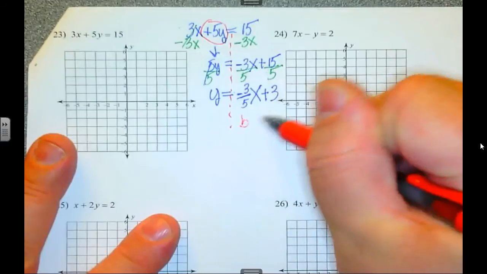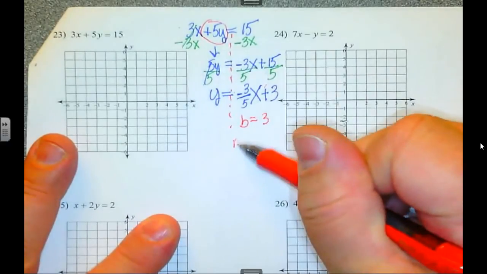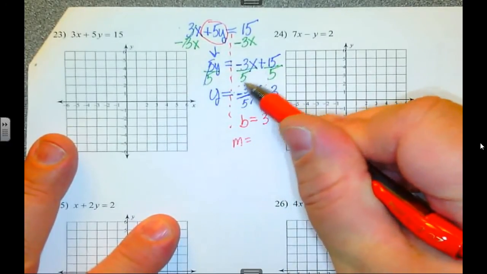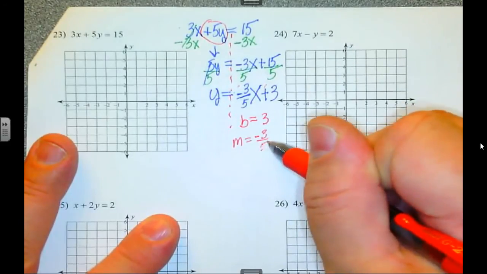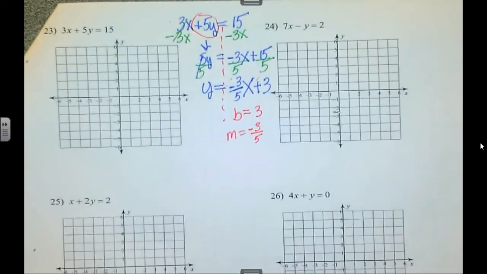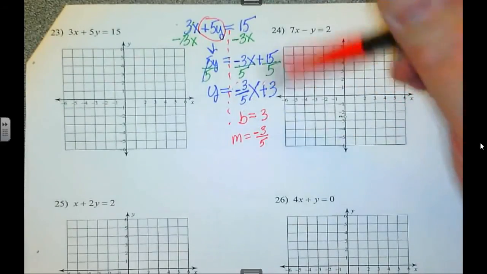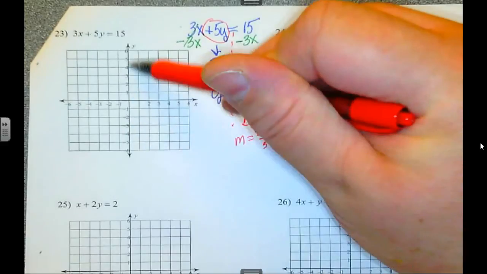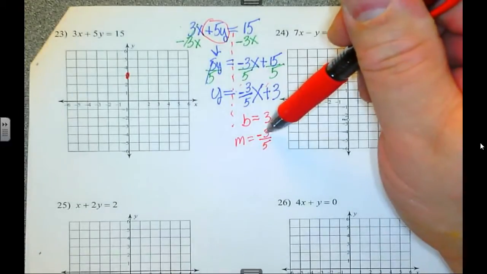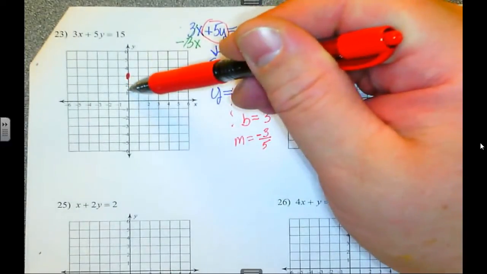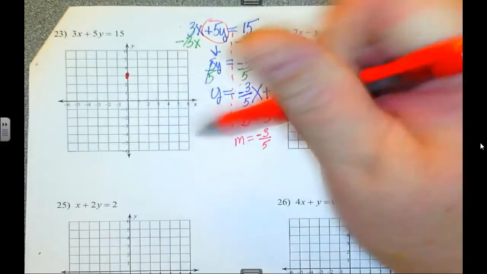Let's start with the y-intercept. My b is at positive 3. My slope is the coefficient of x, -3/5. I could put that negative sign with the 5 because there's only one of them. I'm going to try it, see if it fits on my graph. So it crosses my y-axis at 3. My slope down 3. 1, 2, 3. To the right 5. 1, 2, 3, 4, 5. Here's another point.